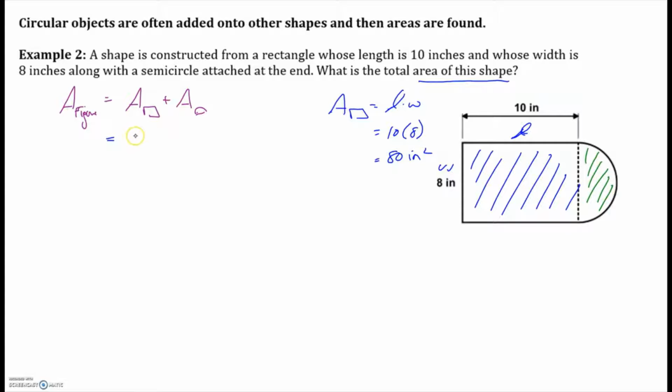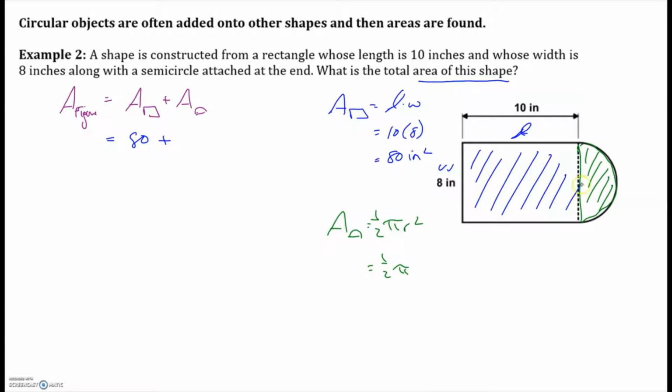So area of the figure is going to be 80 plus, and I've got to figure out the area of this semicircle. All right, so that's all of this. Again, a semicircle is just half of the circle. So area of a semicircle is going to equal pi r squared. And again, I'm taking half of that because I'm dealing with only a semicircle. So in this case, 1/2 pi, and I've got to figure out r.